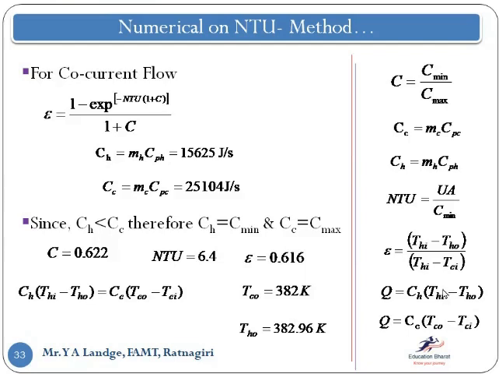THI is mentioned already in the statement. THO is calculated from this formula. TCI is mentioned in the statement and TCO is to be calculated. And CH and CC values we already have. Now this is the first case. Now what happens in the next case? That is counter current.